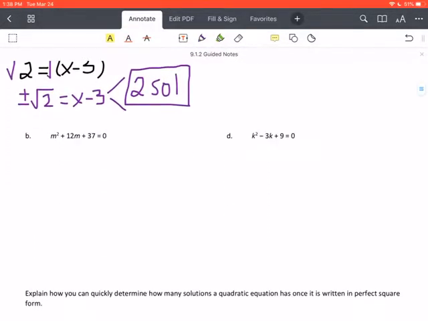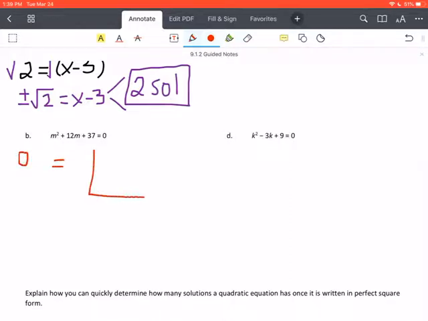Now, if we go to the next problem, let's change the color here. We look at a standard form, m squared plus 12m plus 37. So we have our 0 this time, leave a space, make our square to get it in perfect square form. We have m squared, and then we have 12m divided by 2, which is going to be 6m and 6m. So now I have m plus 6 and m plus 6.